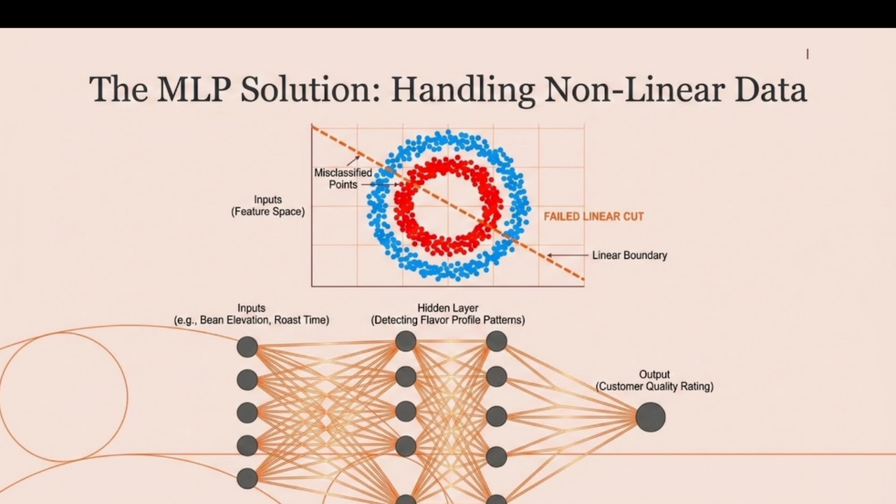To solve nonlinear problems, we have to add what we call hidden layers between our inputs and our final outputs. And these hidden layers allow the network to build hierarchical features instead of just looking at raw numbers. The first hidden layer might combine simple stats, the next layer identifies broader flavor profiles, and the final layer uses those concepts to make an accurate prediction.